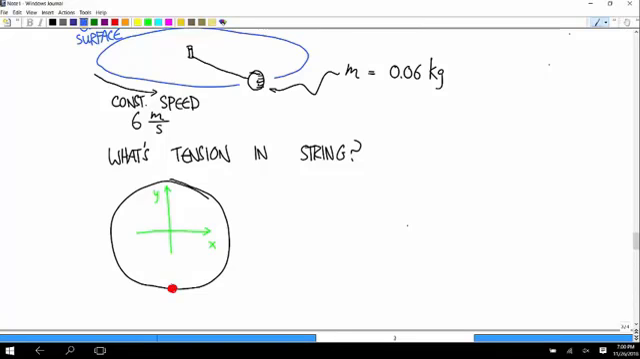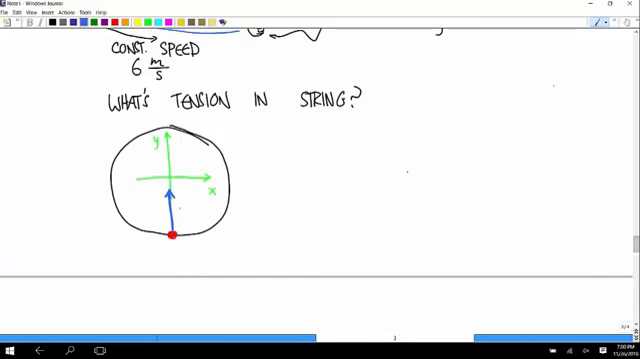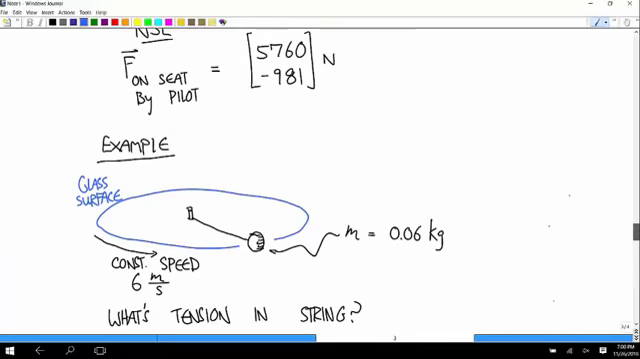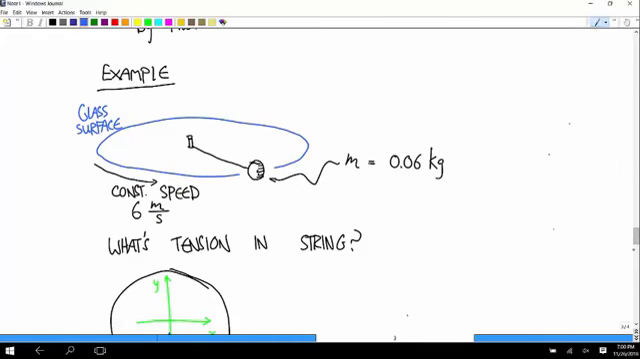Now draw a vector that goes from the point you care about towards the center. That's the centripetal acceleration. And the magnitude of that acceleration is v squared over r. And I didn't give the radius, I'll bet. I'll bet it's in my notes. Let's say the radius of the circle is 5 meters.